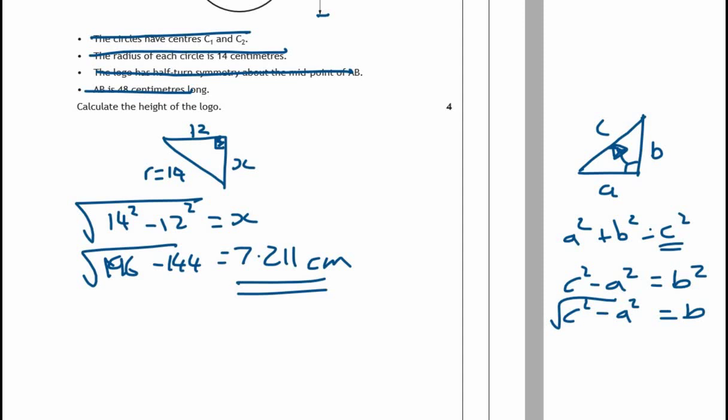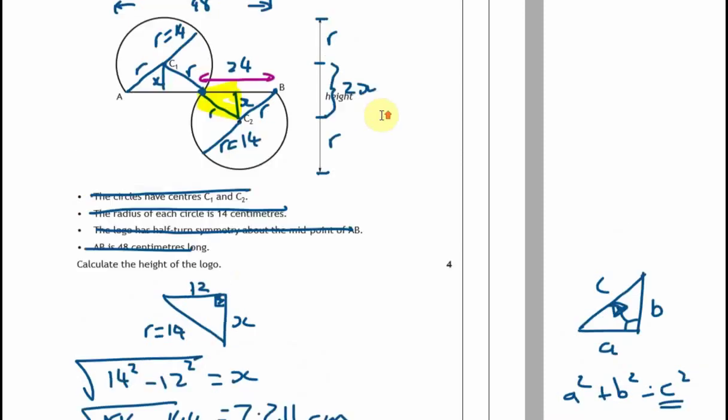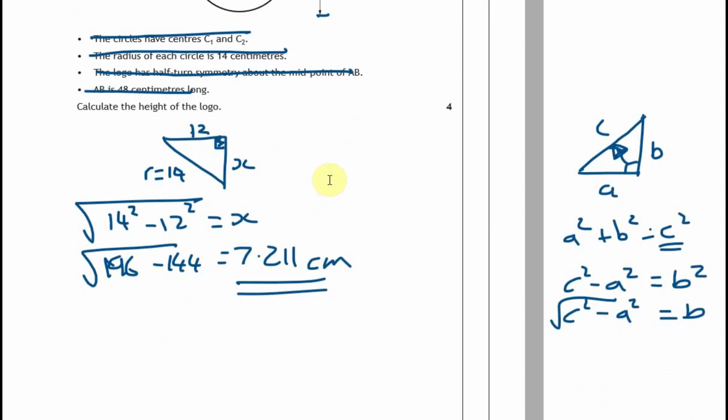Now that's great. We've worked out a triangle. Like I said, whenever you see these circles, always be thinking of the triangle. We've solved for the height of the triangle, but we're not quite finished. We need the height of the logo. I just said the height of the logo was 2r and 2x, so the logo equals 2x plus 2r.